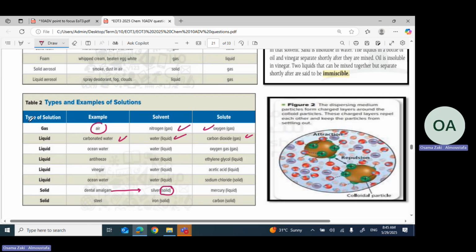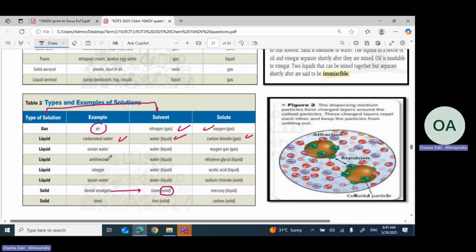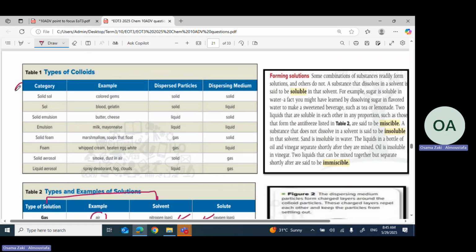And by the way, the type of the solution depends on the solvent. So if this is gas, this is gas. This is liquid, this is liquid. This is solid, this is solid. What about the colloids? This is the table of the colloids. So you have to memorize them.